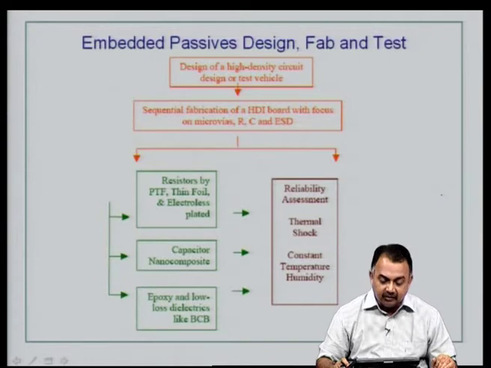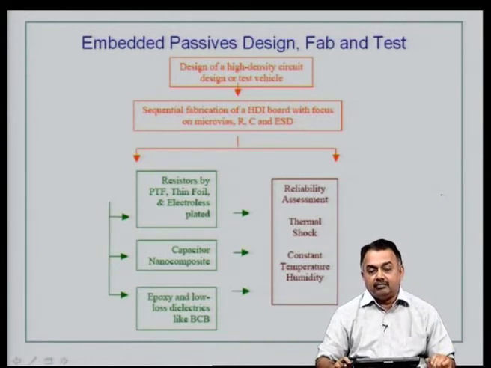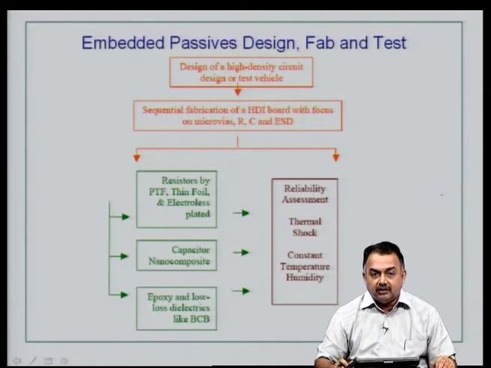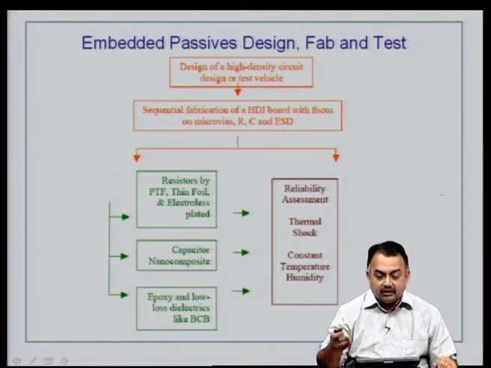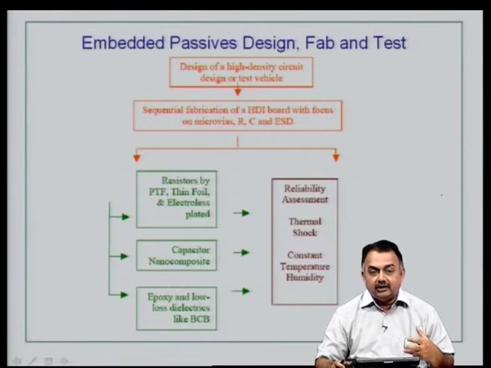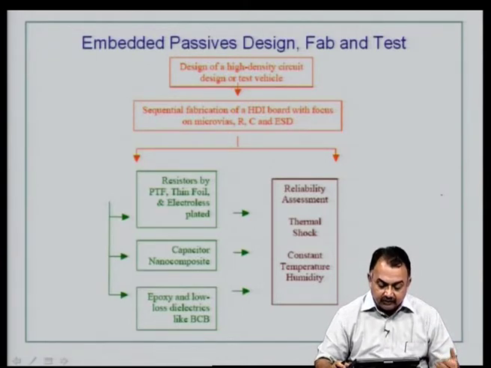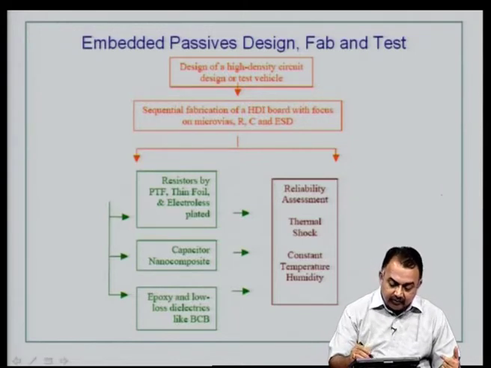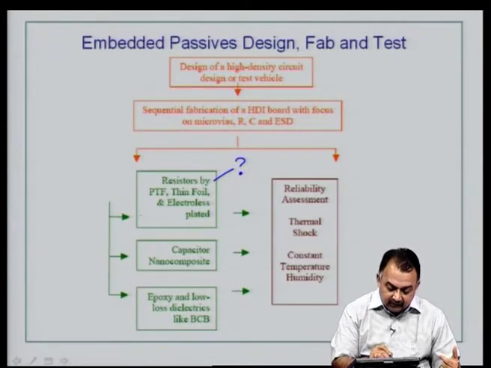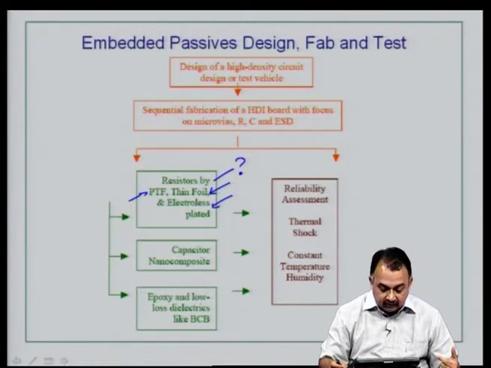Then you have to think about the fabrication methodology, whether it is going to be a conventional methodology or it is going to be a sequential build up, and you have to look at what are the issues there, micro vias, number of micro vias, number of capacitor layers, resistor layers, and other electrical issues. Then we come to a point when how do you manufacture the resistors? Is it going to be by the three different methods that I am going to talk about today: polymer thick film methodology, a thin film or thin foil methodology, or an electroless plating methodology.